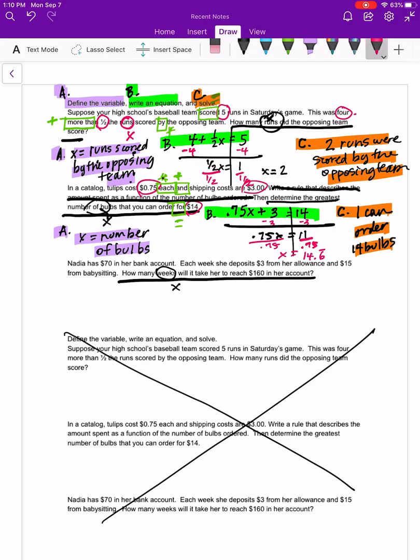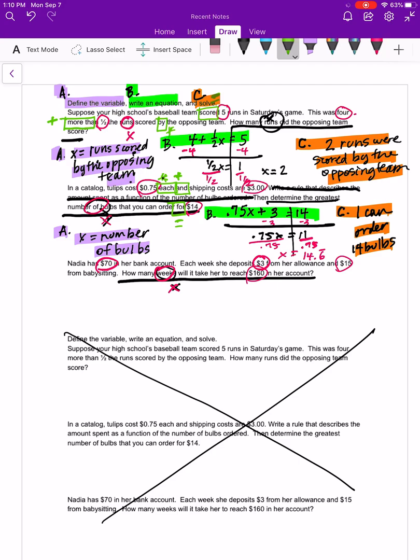I guess I could probably outline it in red and put X because it really stands for a number. I could do the same thing up here. So how many weeks will it take her to reach 160 in her account? 160, obviously important. That's going to be that end amount. So she deposits $3 each week from her allowance and $15 from babysitting. So how many weeks will it take her to come up with $160? And I best read the first part of this. It says she has $70 in her bank account already. So she starts with 70.